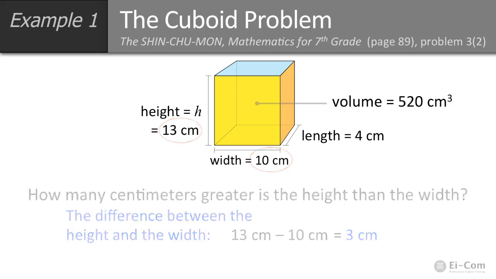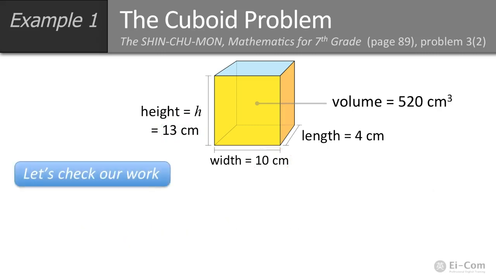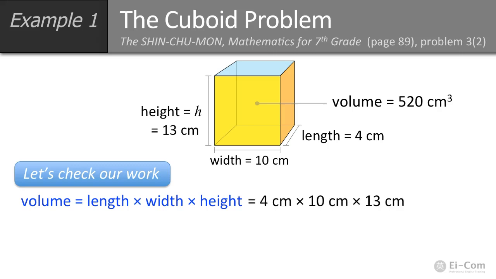Now let's check our work. You may remember that the equation for the volume of a cuboid was volume equals length times width times height. After substituting in the values for length, width, and height, and performing the calculation, you can see that the volume equals 520 cubic centimeters. That matches the information that was originally given.